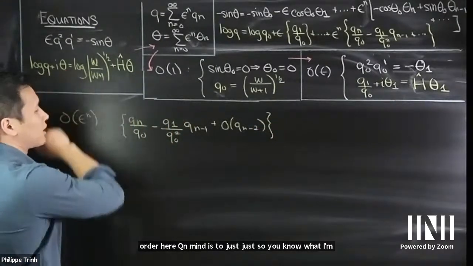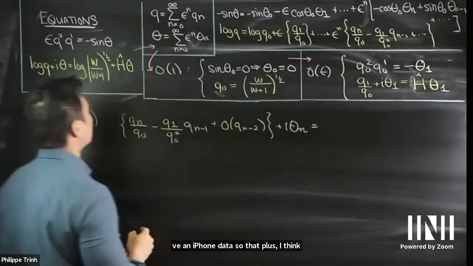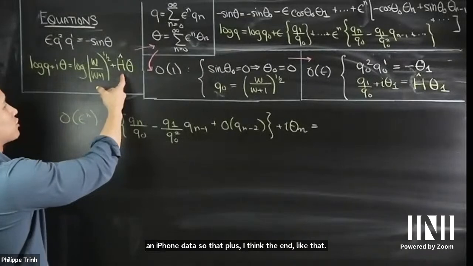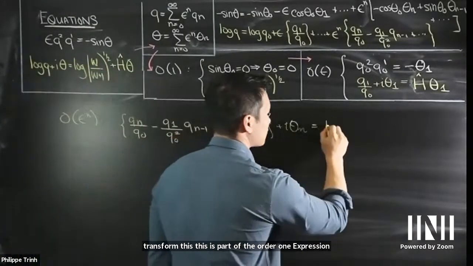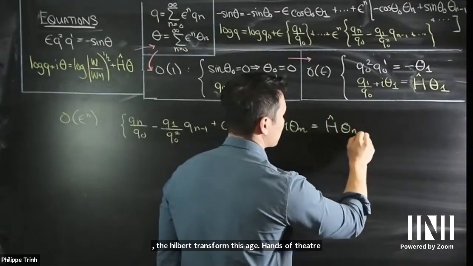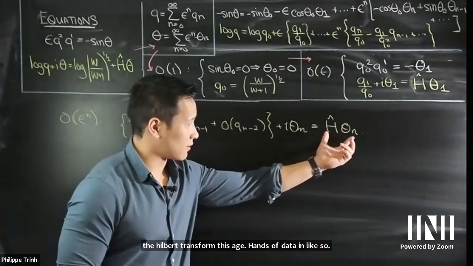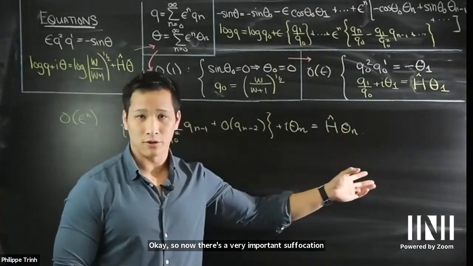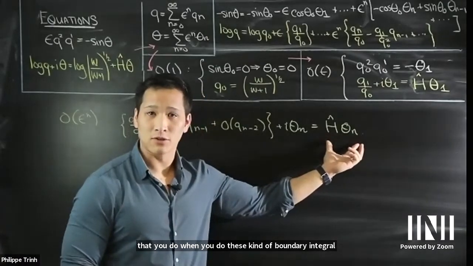Okay, I'm going to then have an I theta, so that plus I theta n like that, and on the right hand side, I just have the Hilbert transform. This is part of the order 1 expression. The Hilbert transform, this h hat of theta n, like so. Okay, so now there's a very important simplification that you do when you do these kind of boundary integral problems for potential flow, which is that this guy is actually exponentially subdominant.